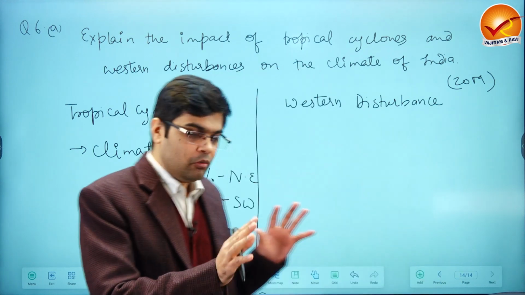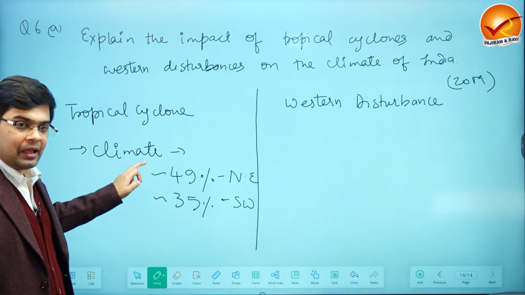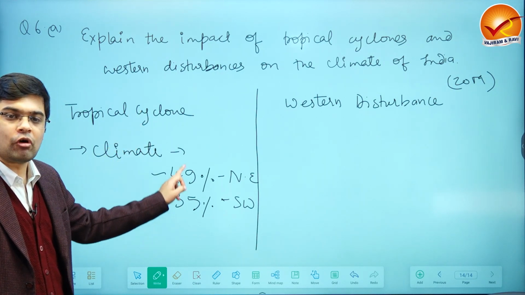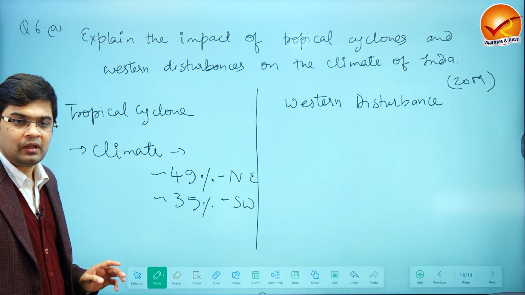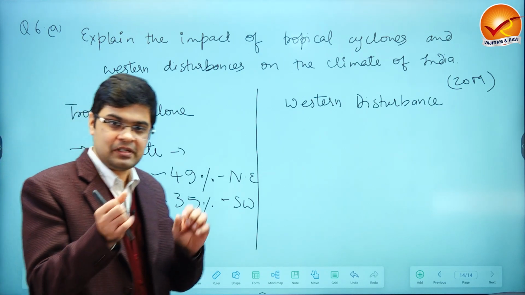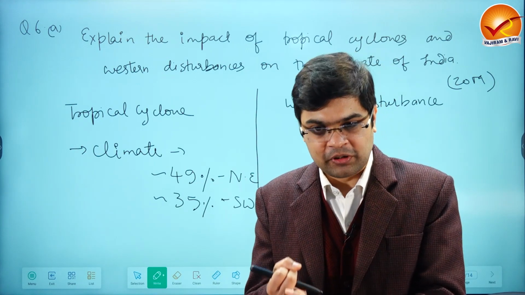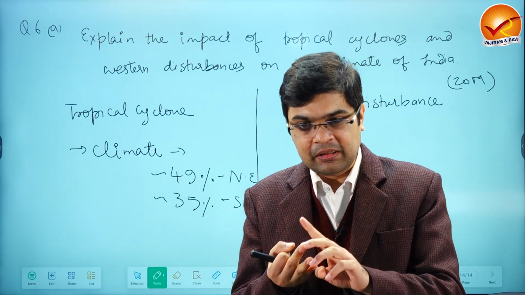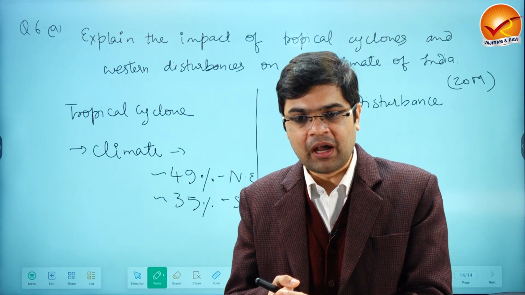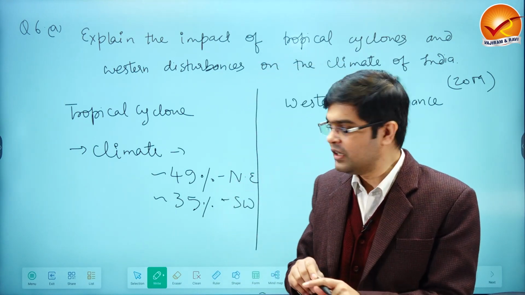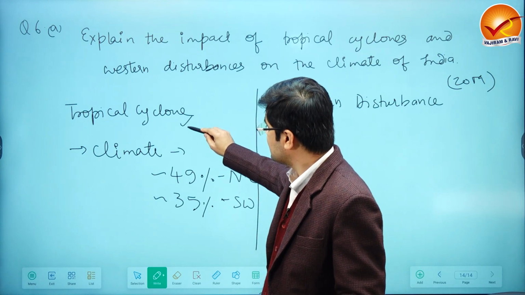So when we talk about the climatic impact, it brings rainfall to many regions of peninsular India. And in certain areas like Rayalaseema, in certain areas like coastal Andhra, in Tamil Nadu, we have a good amount of precipitation every year, which is contributed by the tropical cyclone.